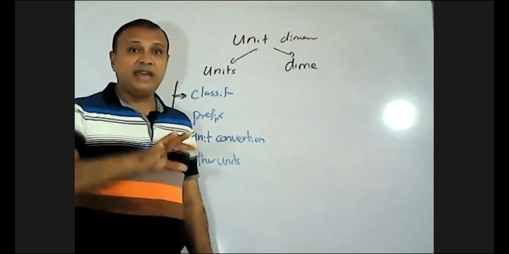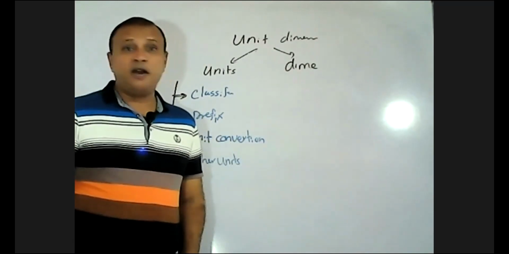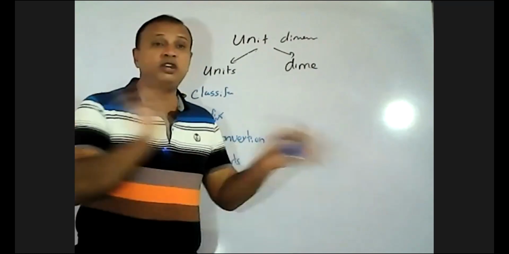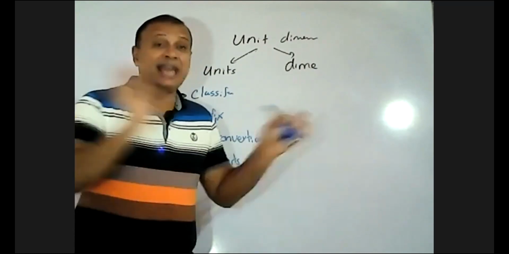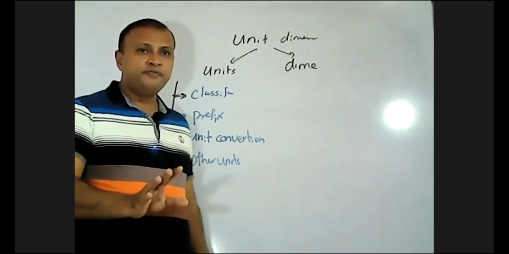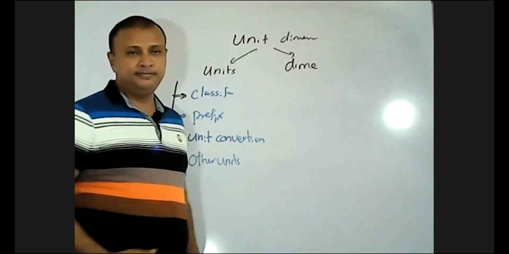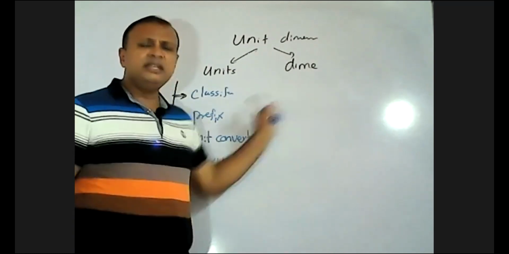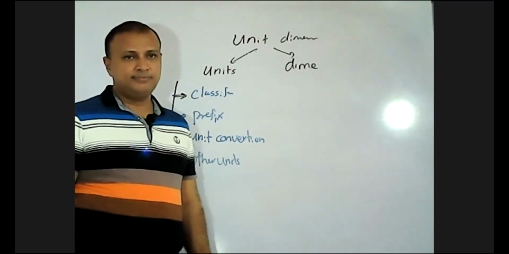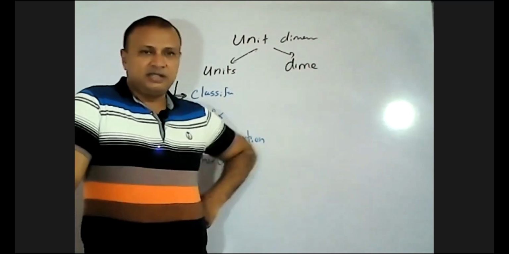We can do addition or subtraction between the same physical quantities. We cannot add or subtract two different physical quantities. So if there is an addition or a subtraction, the combined physical quantities should have the same dimension. That is a subcategory of factor 1.